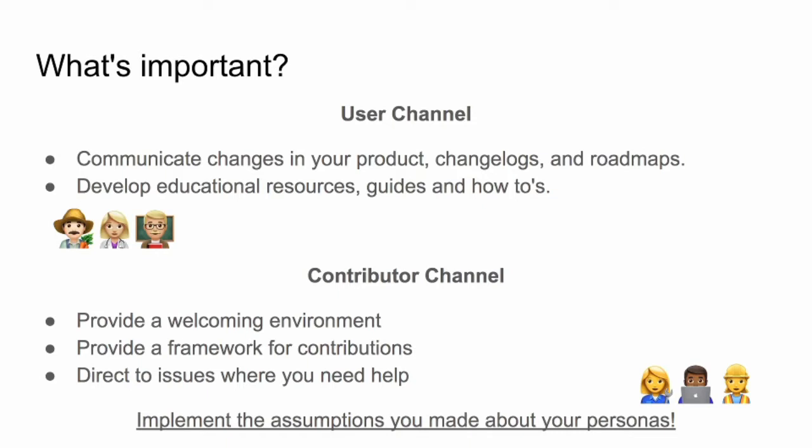Well, so what's important? These are just some examples for us. So for the user, it's important to communicate changes in your product and also have change logs and display the roadmaps you have for your product so everybody can see when a feature is added, what you are working on currently, and so on. Because it gives them an imagination on what to expect.